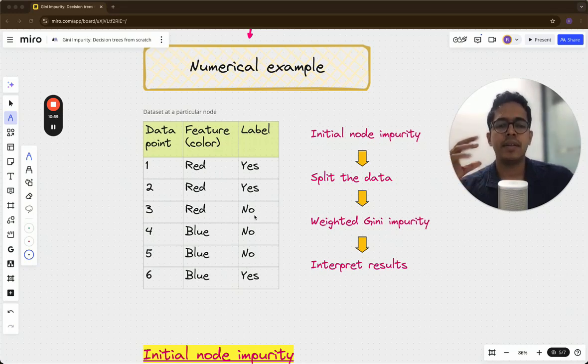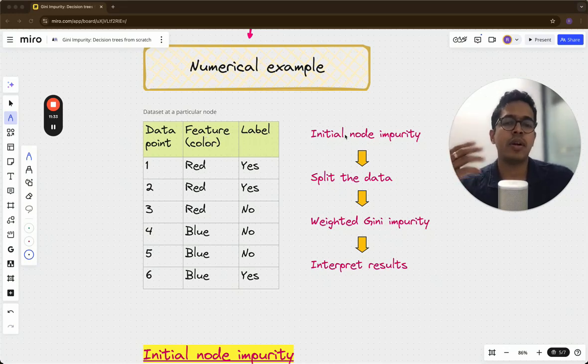Now to calculate the feature that we are using, here we have only one feature, so we are left with no option. But if we had multiple features, what we would ideally do is check what is the Gini impurity or what is the entropy which results when you use this feature to split the data set. So if you split the data set based on color, what is the resulting entropy of the children compared to the parent node? Or if it's Gini impurity, what is the resultant Gini impurity of the children compared to the parent node? So that is what we are trying to answer.